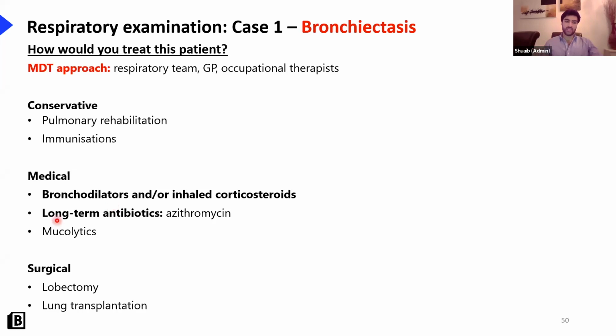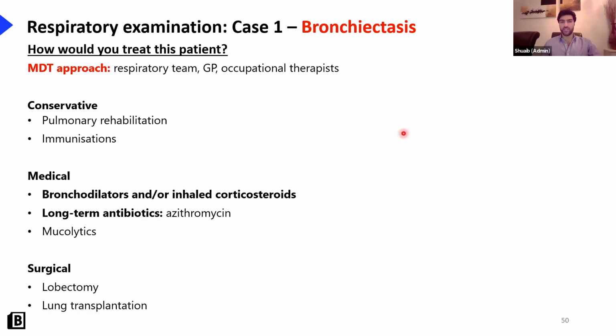Patients with bronchiectasis are often on long-term antibiotics because they're at risk of chest infections, usually azithromycin, and mucolytics. These are things which break up the mucus. Because remember, bronchiectasis is you having a collection of lots of mucus in the airways. Mucolytics can help break up that mucus. And finally, if the patient has fairly severe disease, you can consider surgical management with a lobectomy or a double lung transplant.